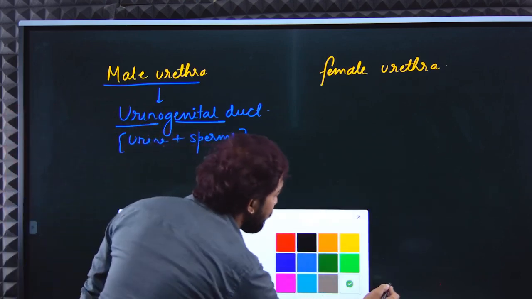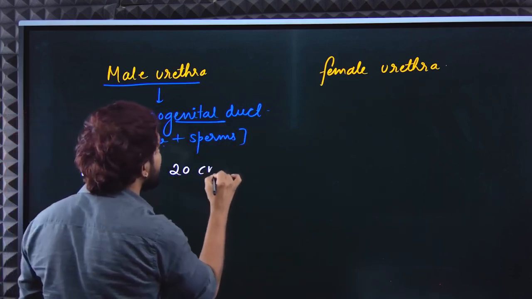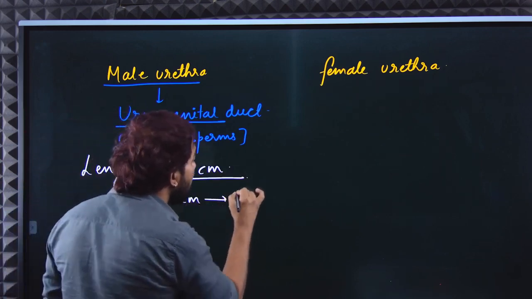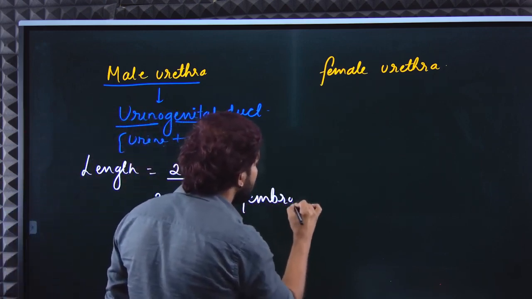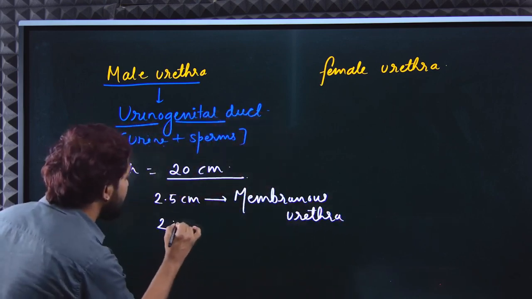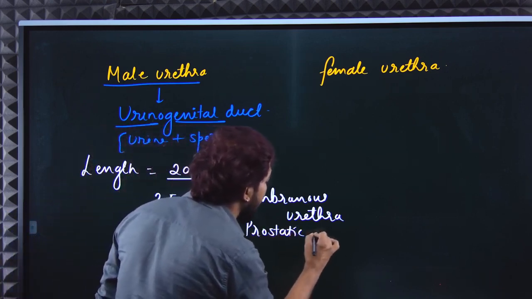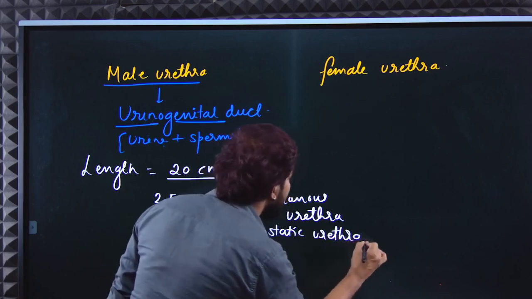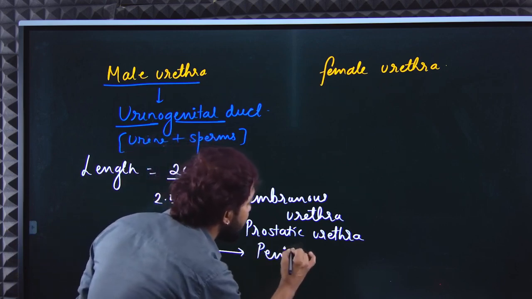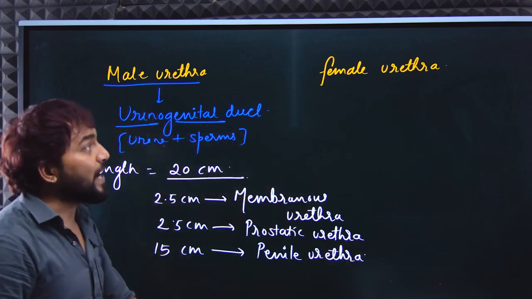The total length of urethra in males is 20 centimeter. How is it 20 centimeter? You have 2.5 centimeter membranous urethra. Then you have the next one, 2.5 centimeter prostatic urethra, and the rest 15 centimeter will be the penile urethra inside the penis. Together it makes up 20 centimeter.